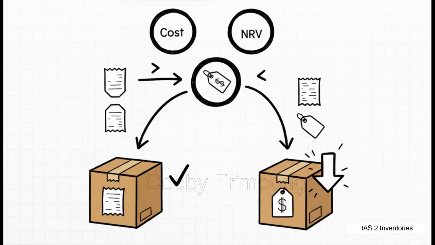This shows you exactly how that rule gets put into action. If you calculate your NRV and find out the inventory is worth more than what you paid, you don't do a thing. You just stick with the original cost. But, and this is the important part, if the NRV is lower than the cost, you absolutely have to face the music and recognize the loss right away. You do this by writing down the value of the inventory on your books to that lower NRV.